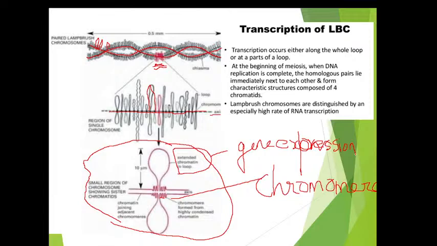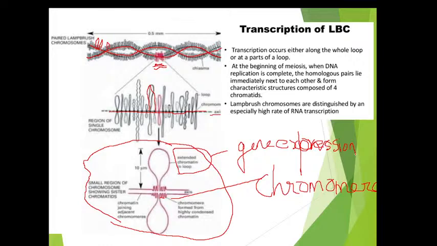So hope it's clear. Once more I'll say, giant chromosomes are present in cells where more proteins or RNA have to be produced. Giant chromosomes are of two types: the Lampbrush chromosome and the Polytene chromosome. The Lampbrush chromosome was discovered by Flemming and the name was given by Rückert.